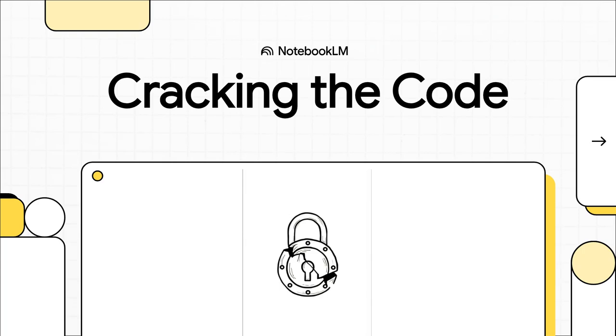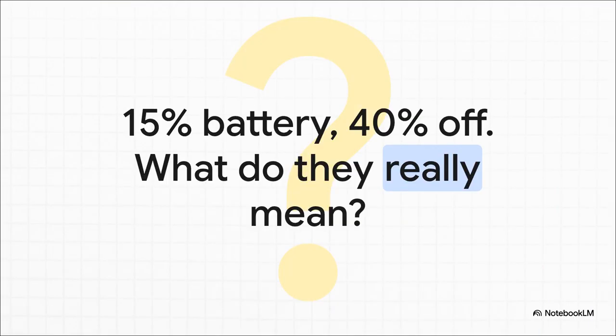All right, today we are going to crack a code. It's a code that's hidden in plain sight, a language you see every single day, but maybe you're not totally fluent in it. I'm talking, of course, about percentages. I mean, you've seen them everywhere, right? That little number next to your phone's battery icon, a huge sign in a store window screaming 40% off. They're all over the news. And they seem simple, but let's be honest, they can be surprisingly tricky.